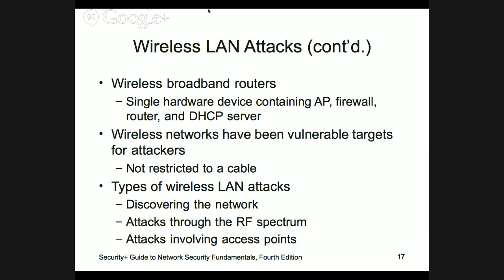Wireless networks have been vulnerable to attacks for attackers because it's not restricted to a cable. And so a lot of investigation, a lot of research, a lot of playtime can be done with these and have been to find out ways to attack these devices. So type of wireless LAN attacks are like discovering the network, okay? Attacking through what's called the RF spectrum on the Wi-Fi channel as it's going across the air.